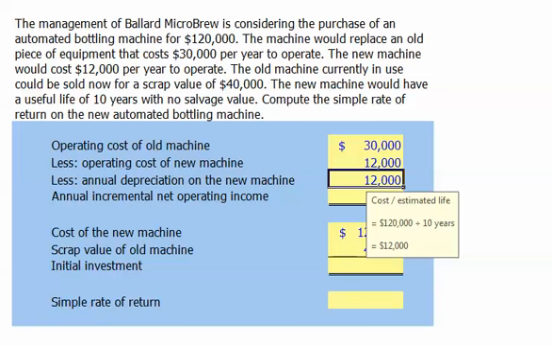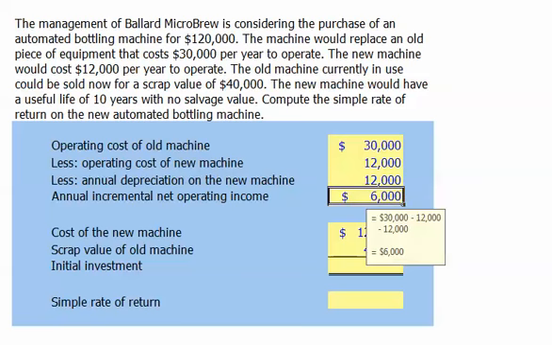This means purchasing the new machine will increase our annual net operating income by $6,000. Again, the old machine cost $30,000. The new machine will have operating costs of $12,000 and depreciation expense of $12,000. So the difference is $6,000.